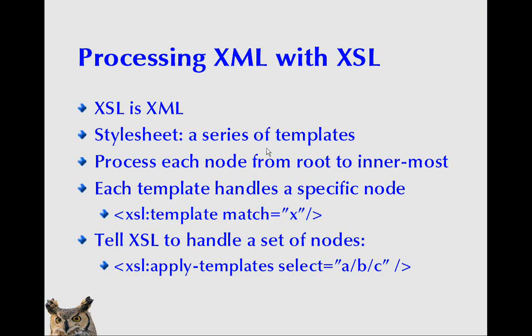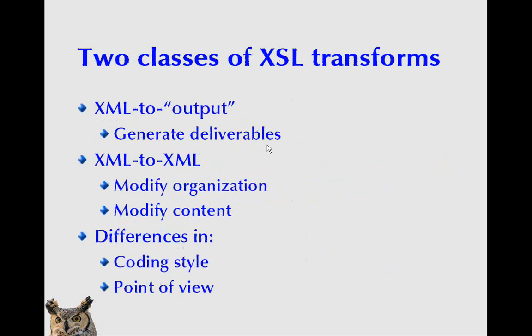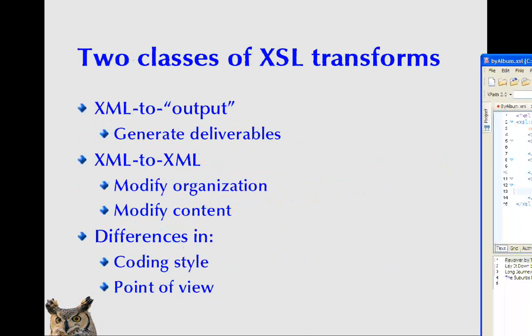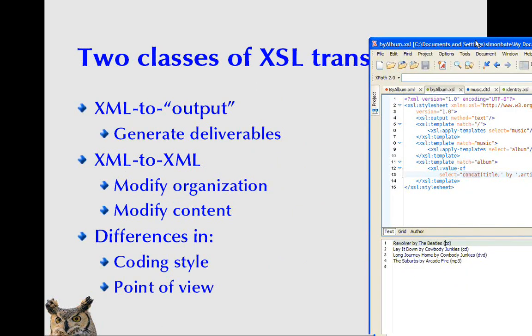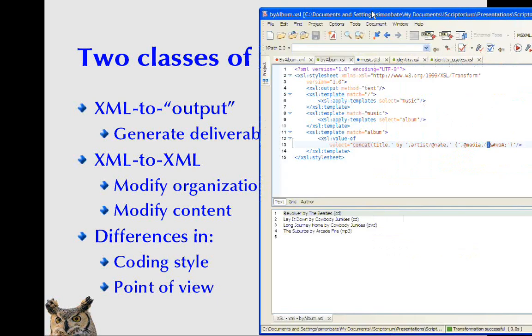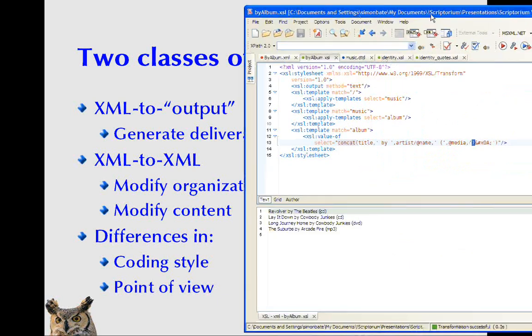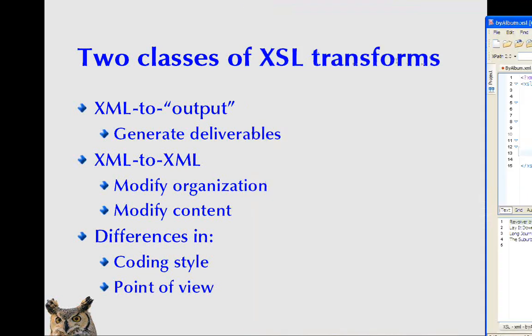Now, this is an example of processing XML and generating output. Now, I see the world as two classes of XSL transforms. The first is this one, XML to output. We're generating output. The second one is doing XML to XML transforms.